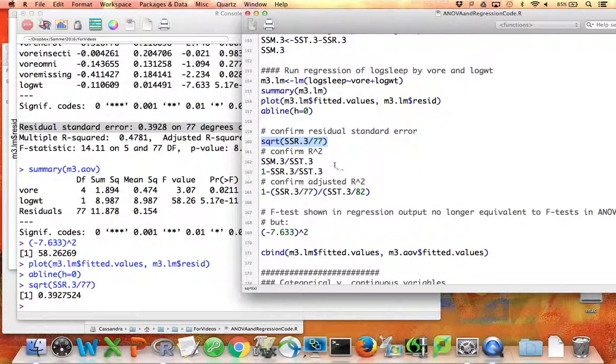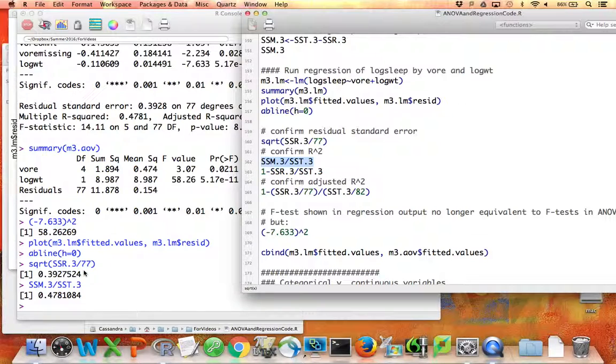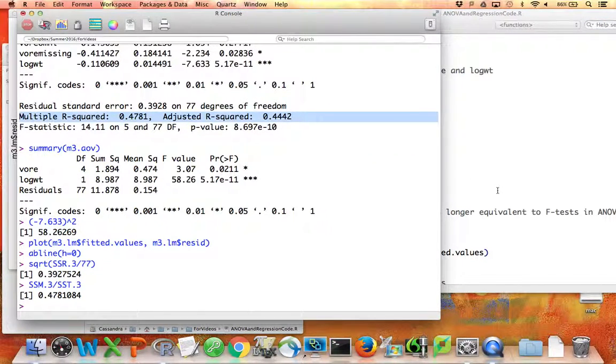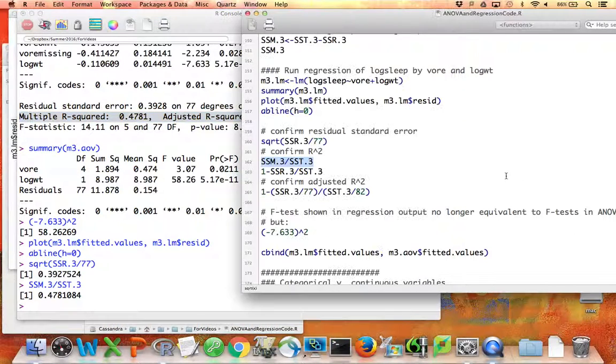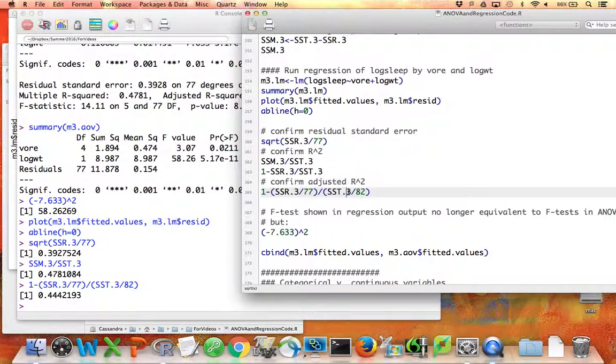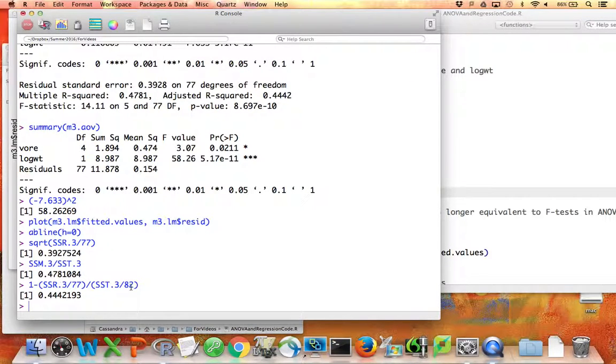We can also confirm R squared. Even though the ANOVA table breaks down the sum of squares due to the model into the sum of squares that's due to VOR and the sum of squares that's due to log weight, R squared is still defined as the total sum of squares due to the model divided by the total sum of squares overall. So there's our 0.4781, that's right here. And similarly, we can confirm that adjusted R squared of 0.4442 if we run the appropriate function of the sums of squares.